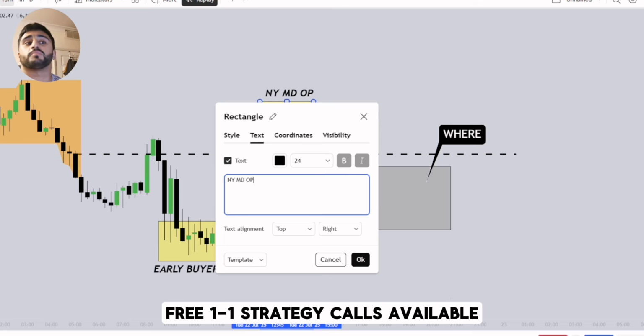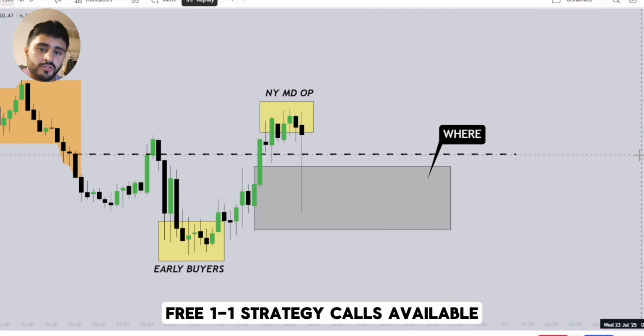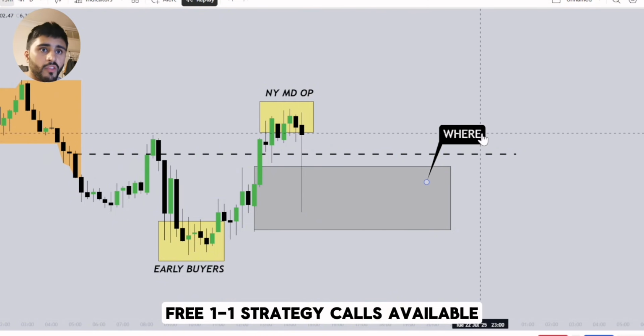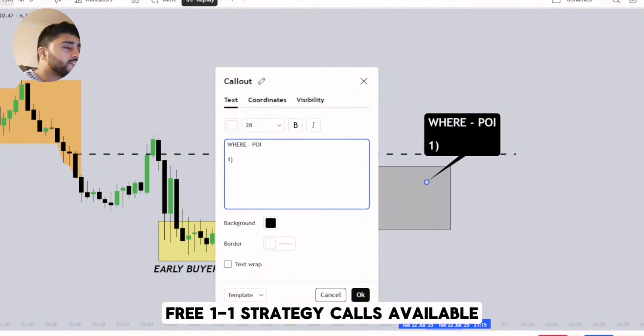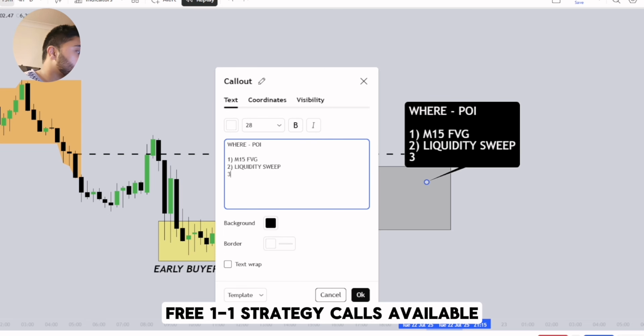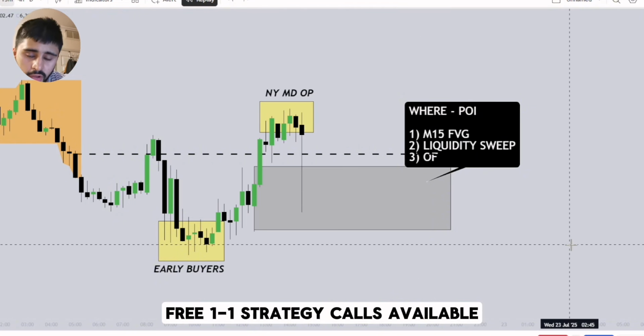I'm just going to write NYMDOP, New York midnight opening price. So this is going to be our key level. And when price comes into a key level, there's only two things that can happen. So this is the where. To sum that up, we're looking for a POI. The where represents a point of interest, or a POI. When you look at a POI, what you're looking for is a 15-minute fair value gap. You're looking for some kind of liquidity sweep, and then you're validating everything with the order flow, or the OF. I'm just going to write OF for short. The order flow itself is what validates a key level.